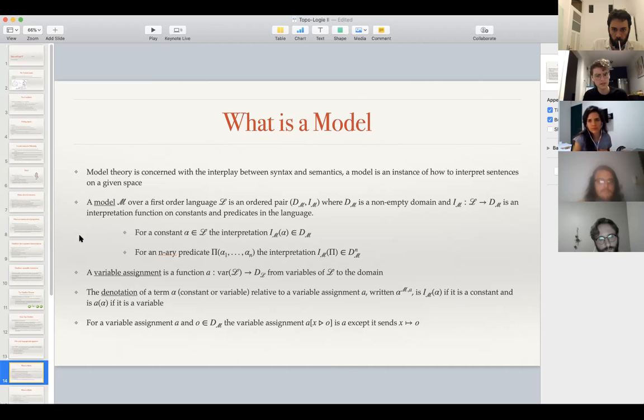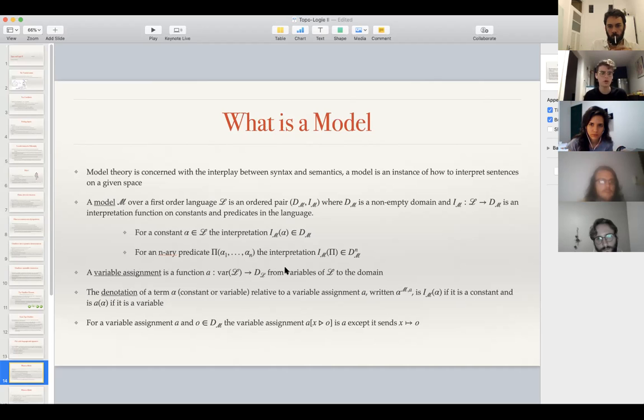For a constant, the interpretation is just some element in the set. For example, if the empty set is my constant, the interpretation of the empty set in ZFC is literally the empty set in ZFC. That's kind of simple. If we have a predicate, it's going to be pi taking n arguments, so pi from alpha 1 to alpha n.